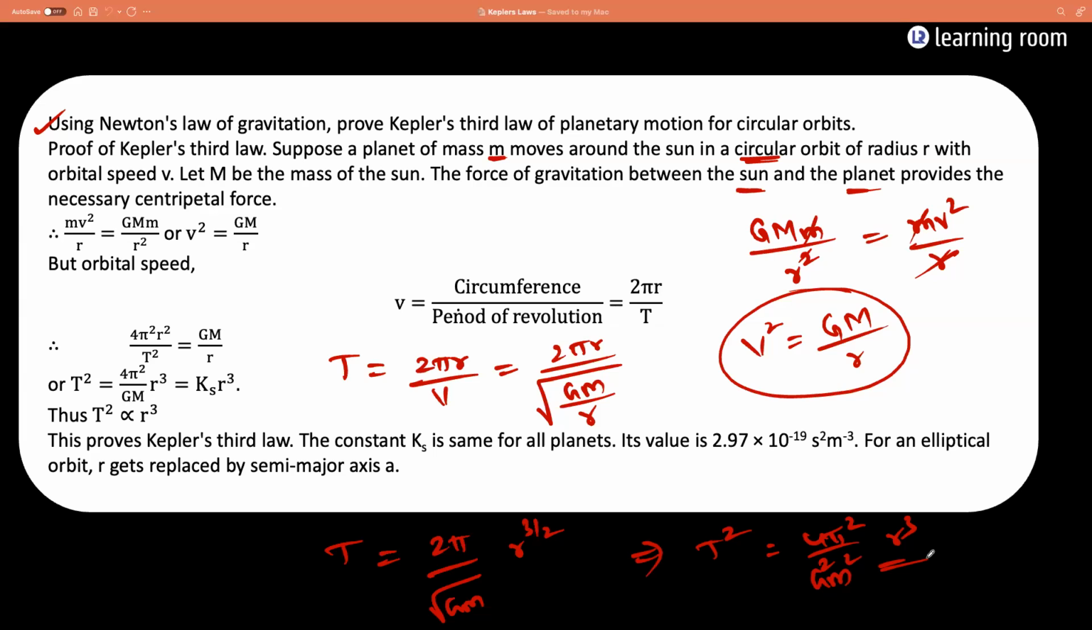So we saw that it is k times r cube, right? The value of k, if you substitute 4π square by GM, you're going to get the value as 2.97 into 10 power minus 19 second square per meter cube. Four π square by GM into r cube.